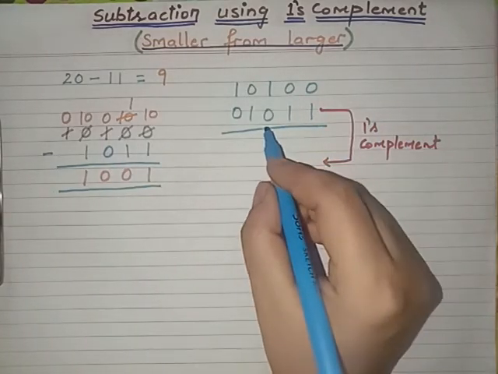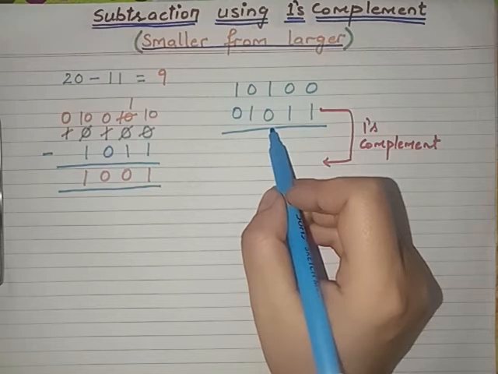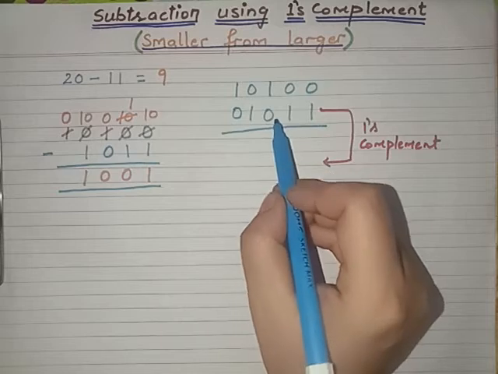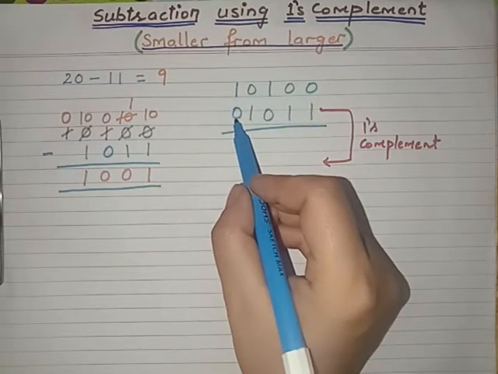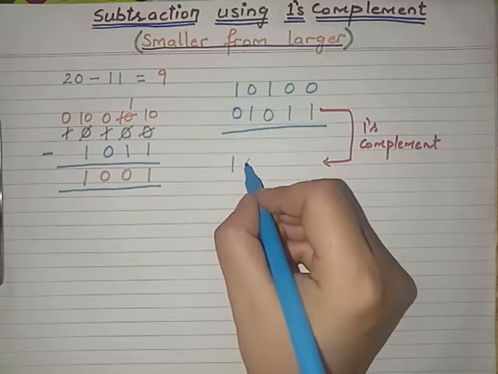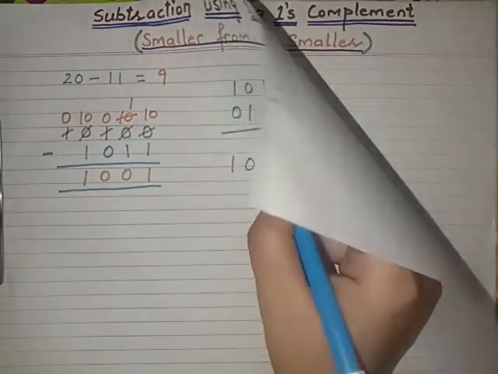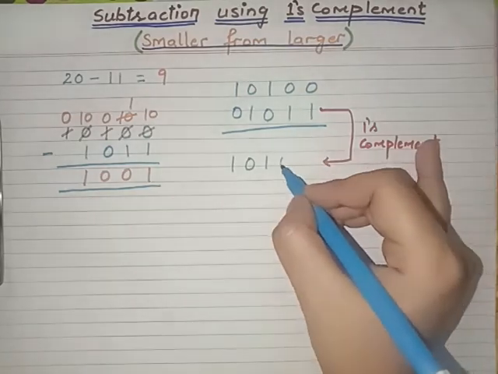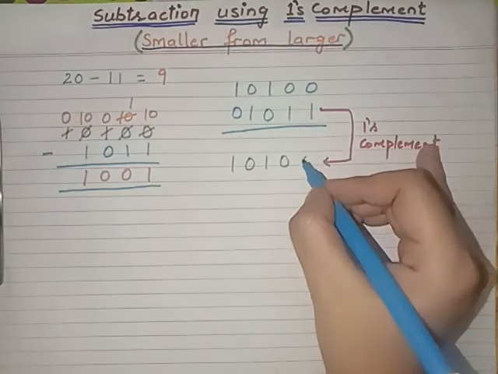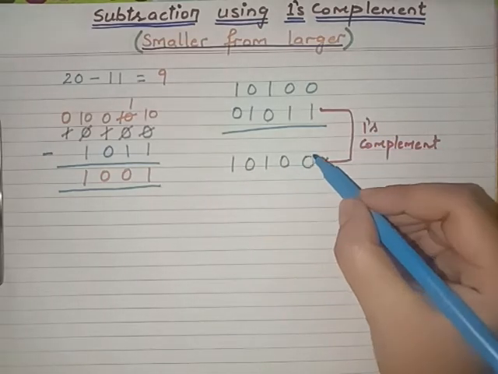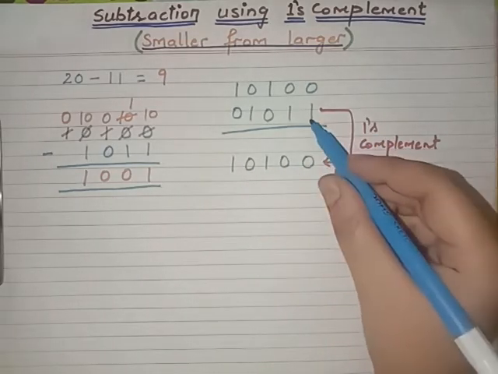In ones complement, what you do is simply replace all the zeros with ones and all the ones with zeros. So the ones complement of this number will be: this 0 will be replaced by 1, this 1 will be replaced by 0, this 0 will be replaced by 1, this 1 by 0, and this 1 by 0. So 10100 is the ones complement of this number.